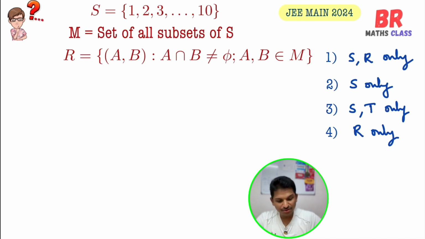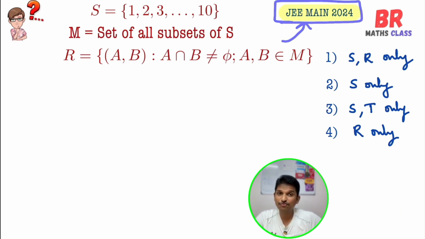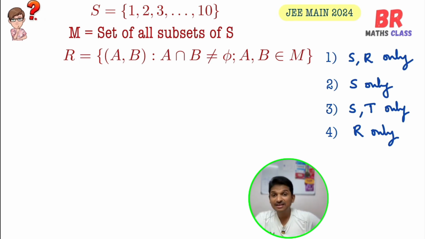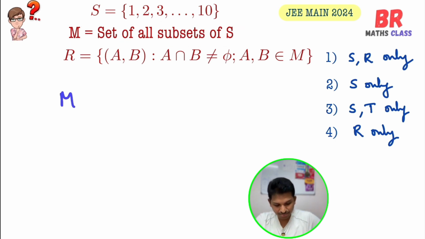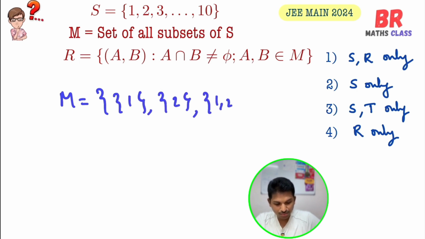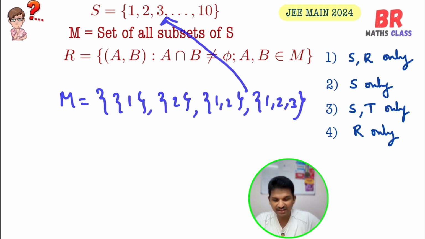You observe this question. This is given in JEE Main 2024. Easy only, but a bit tricky one. Let's see. First observe the question. They given one set. S is 1, 2, 3, 4 like that. 10 elements are there in it. M is what? Set of all subsets of S. That means M contains what? Something like this. M contains {1}, {2}, {1, 2}, {1, 2, 3}, all subsets of this set S.